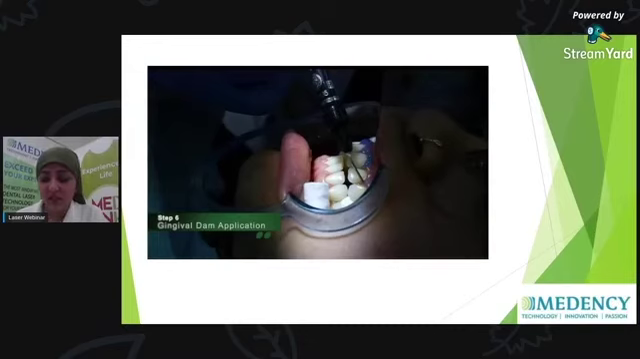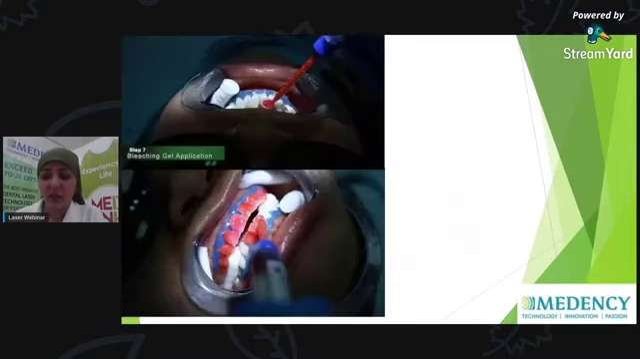Gingival dam application on the gingiva, and the bleaching gel applications. You have to apply the bleaching gel on the whole tooth. Every tooth, you have to make sure you are putting the gel all over the teeth. You are not leaving any part of the teeth uncovered.